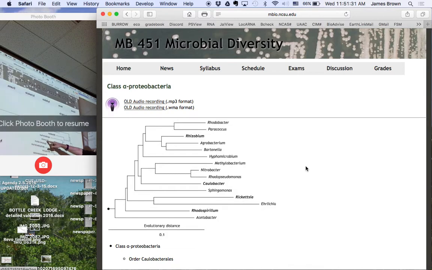Hyphomicrobium is a filament. Methylobacter, these things oxidize methane for a living. Some nitrogen cyclers, and here's Rhodopseudomonas, purple photosynthesizers. Caulobacter, you guys have heard of Caulobacter before, has stalks. Rickettsia, an obligate intracellular parasite. Acetobacter, an organism that makes acetic acid for a living. So there are phenotypes all over the board here.